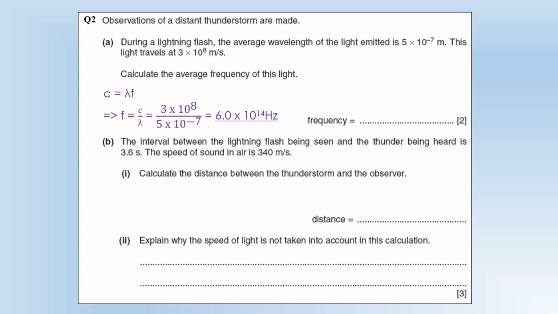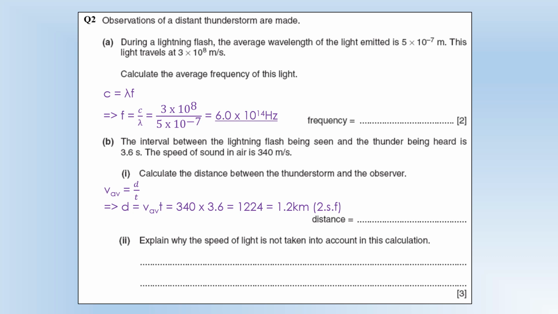The interval between a lightning flash being seen and thunder being heard is 3.6 seconds. The speed of sound in air is 340 meters per second. Calculate the distance between the thunderstorm and the observer. So the equation we're going to use is the average speed is distance divided by time. As long as the speed is constant, we can use this to calculate speed as well. So distance is speed times time, so therefore we get 1224 meters or 1.2 kilometers.